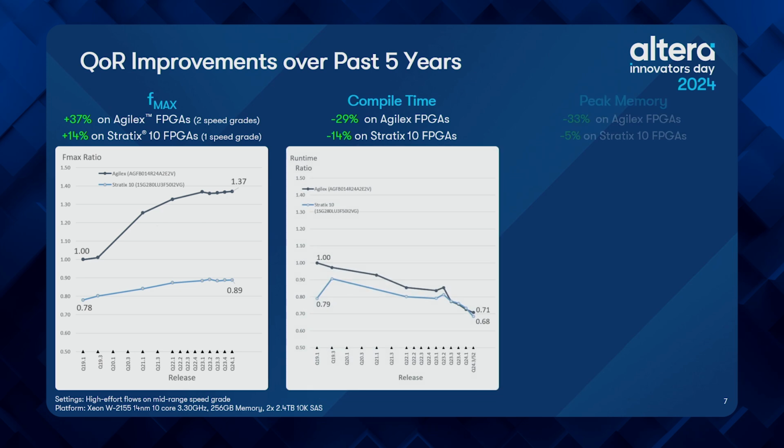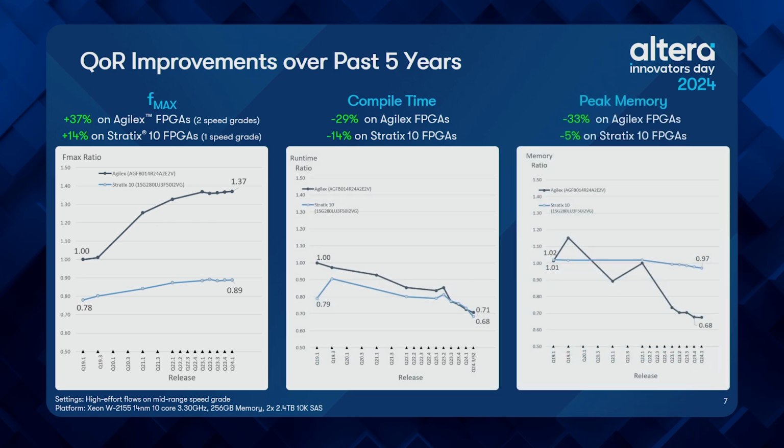So first, let's look at QOR, or quality of results improvements, that we've made over the past 5 years. I'm talking here about Fmax, compile time, and peak memory. These charts show the ratio of improvement that we've achieved over the past 5 years. So on the left, you see the Fmax improvements.